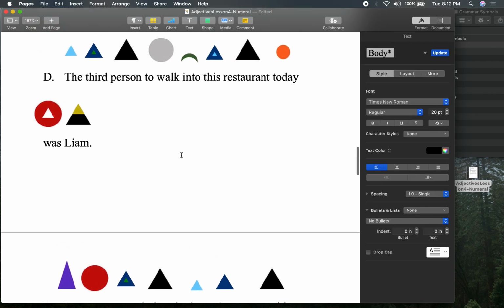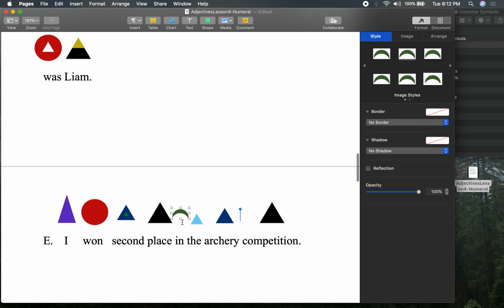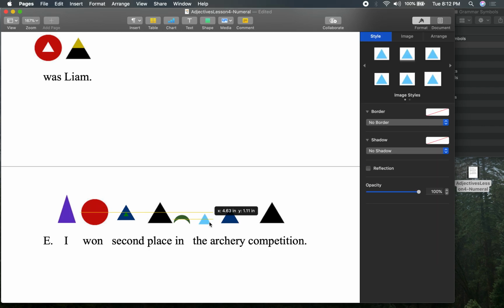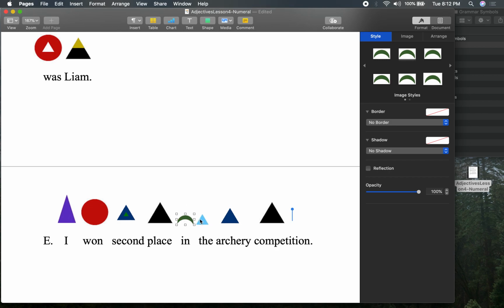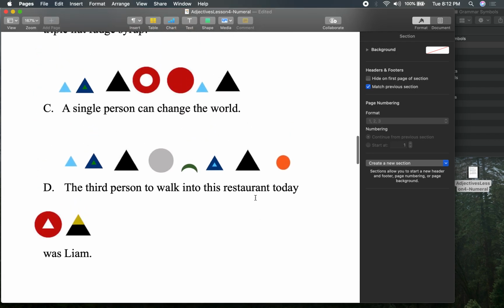All right. In is a word of relationship. I don't know why I always say prepositions last. Maybe it's because they are a little bit more difficult sometimes. You've got to know the difference between prepositions and adverbs, and between the word to when it comes with an infinitive and when it is a preposition. So I won second place in the archery competition. There you have it. So these are our samples.